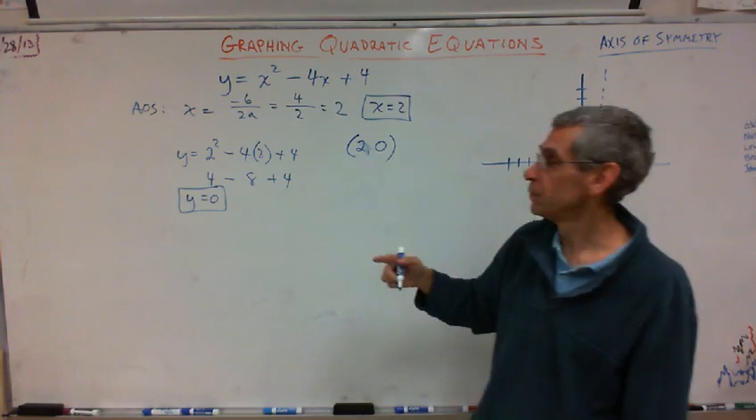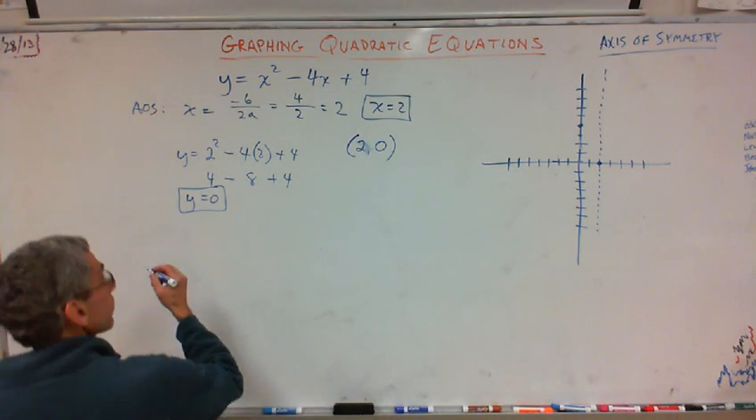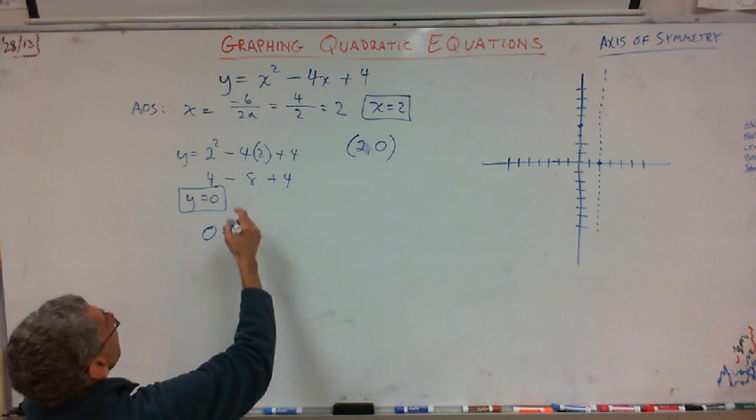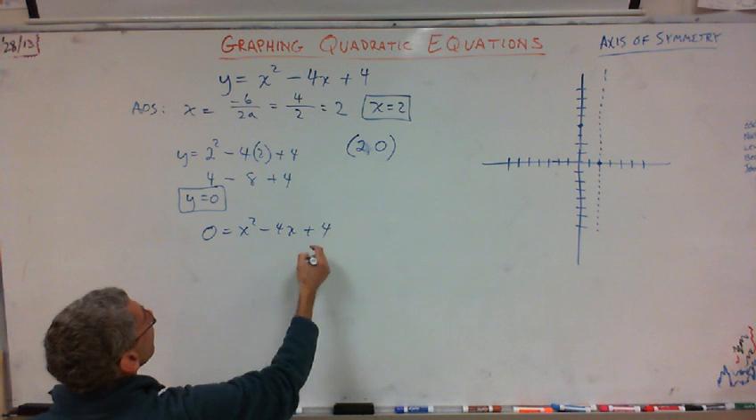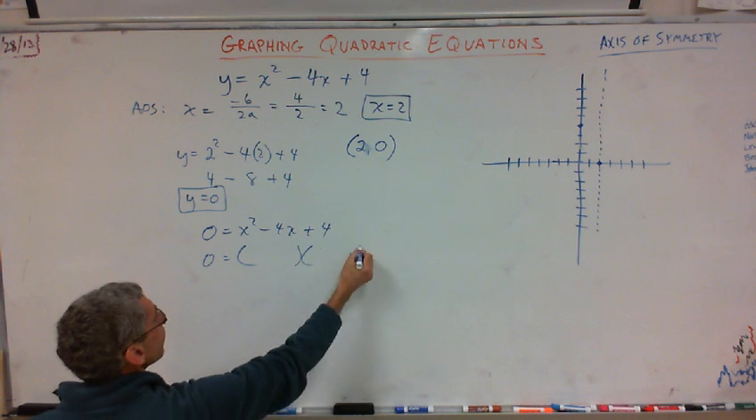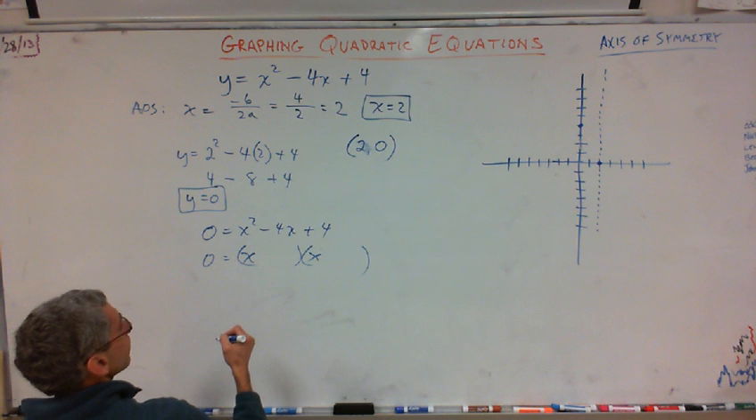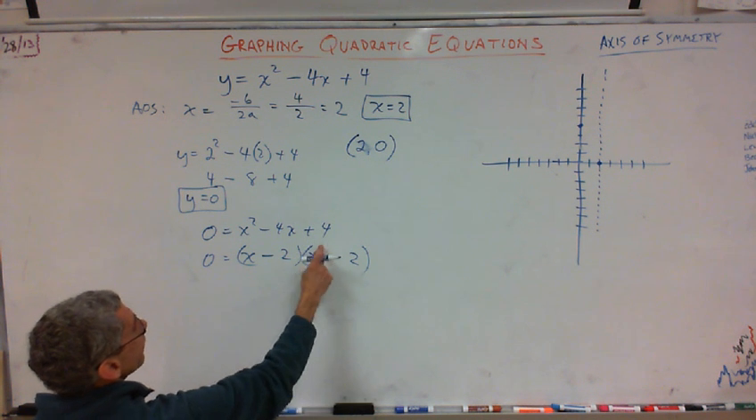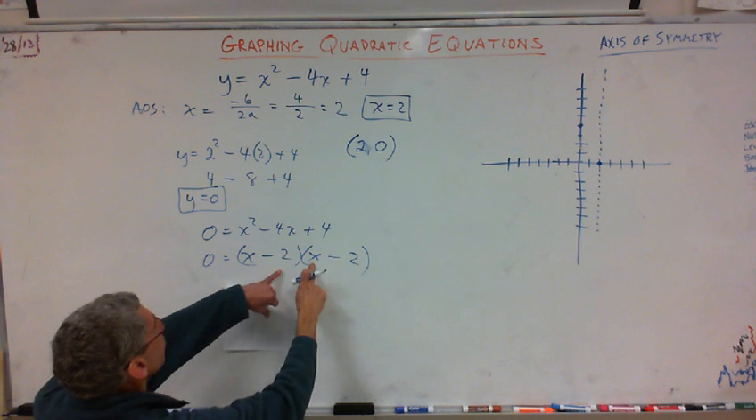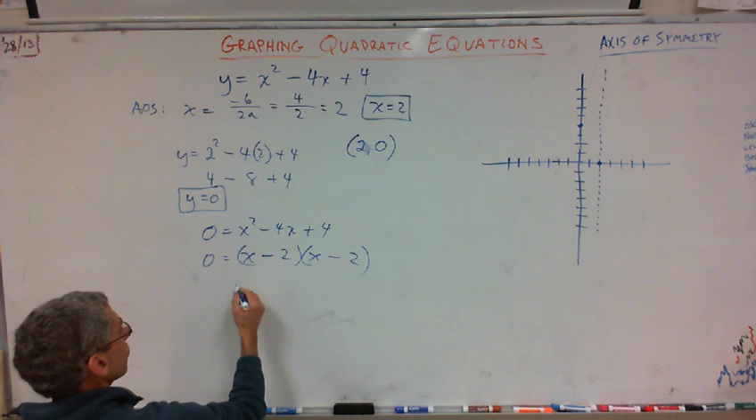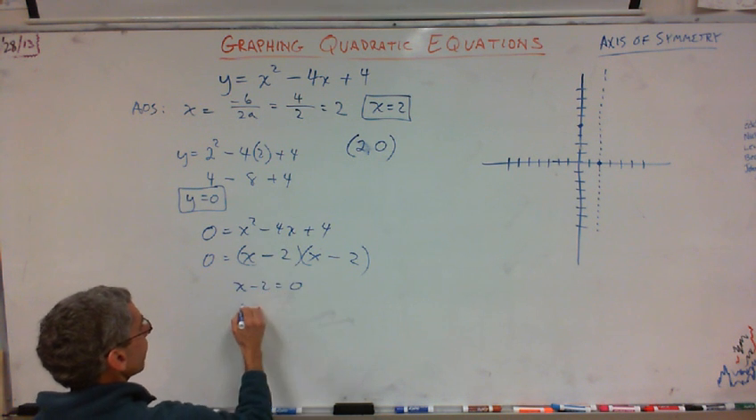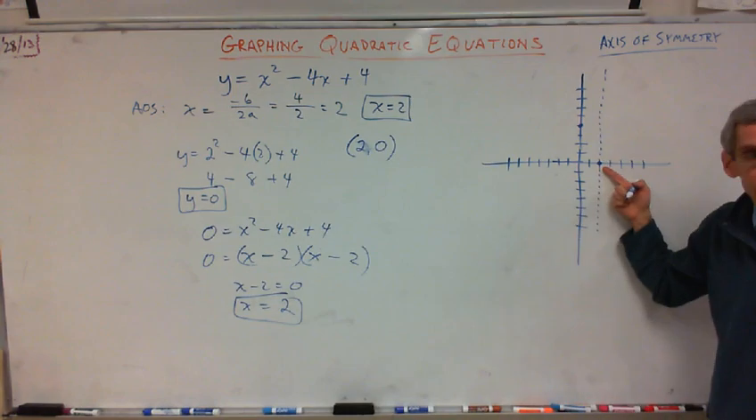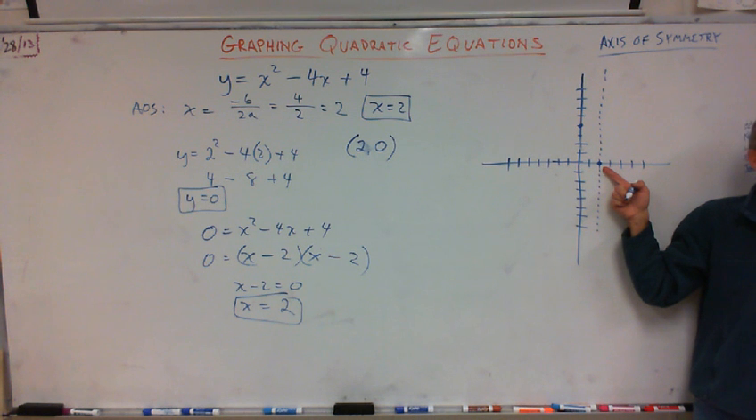So let's factor it to find my x-intercepts. In other words, find my zeros. So when y is 0, x squared minus 4x plus 4. So 0 is equal to, what would I put here? x minus 2 times x minus 2, right? Negative 2 times negative 2 is positive 4. Negative 2x plus negative 2x is negative 4x. So if I said x minus 2 is equal to 0, then x is equal to positive 2. Look at that. That's interesting. That didn't really give me any new information.